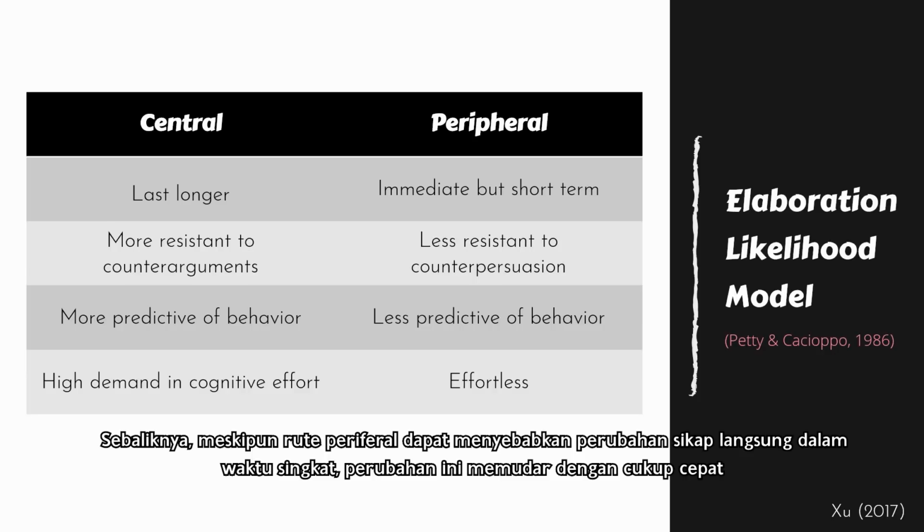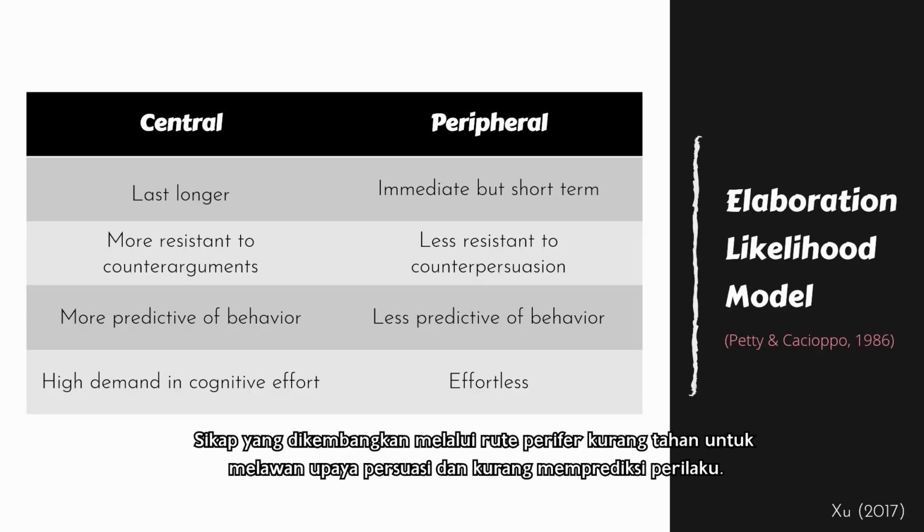In contrast, although the peripheral route could cause immediate attitude change, this change fades pretty quickly. Attitudes developed via the peripheral route are less resistant to counter-persuasion attempts and less predictive of behavior.